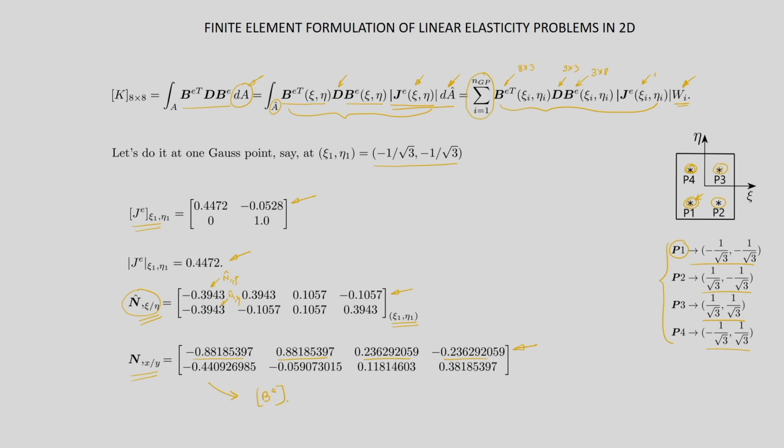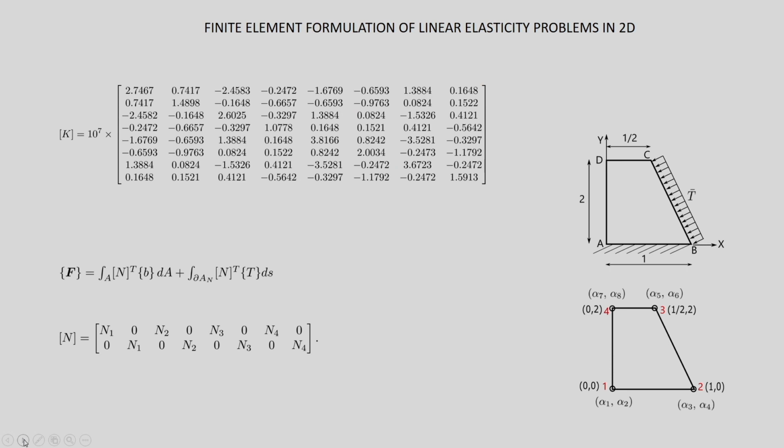Now, once I get BE at a given xi 1 eta 1, I can repeat that at all other Gauss points, and then evaluate B transpose dB, and then multiply with the determinant of the Jacobian at that point and the corresponding weight. In this case the weights are basically 1. Alright, so we get the stiffness matrix. We have shown the numerical values here.